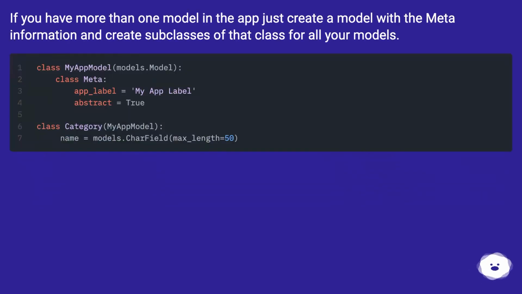If you have more than one model in the app, just create a model with the meta information and create subclasses of that class for all your models.